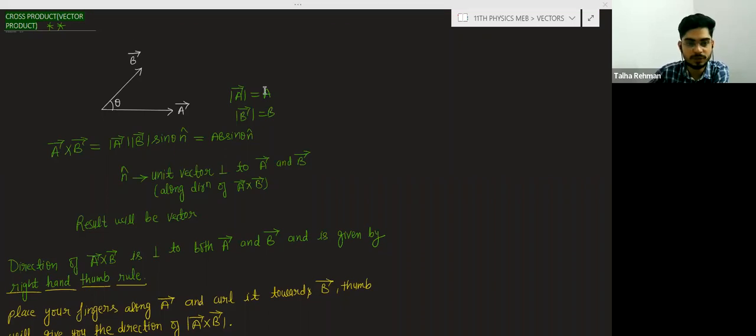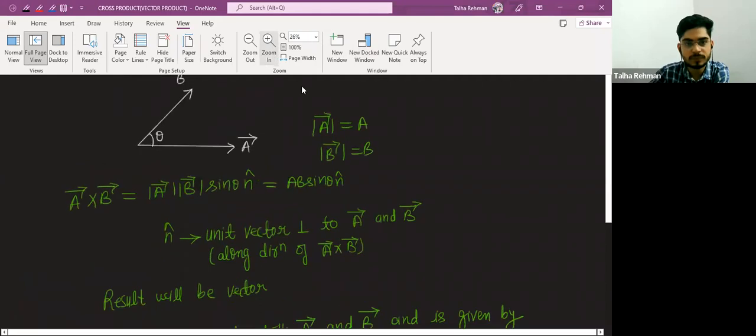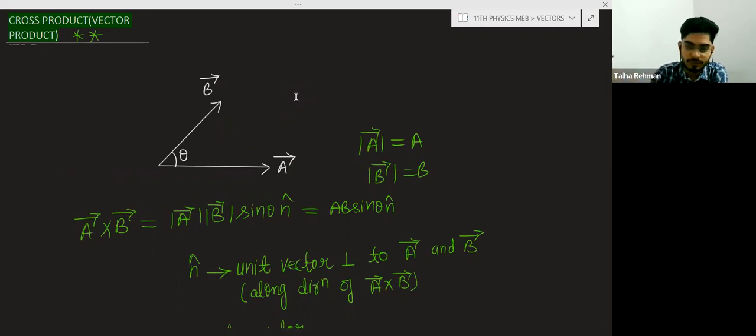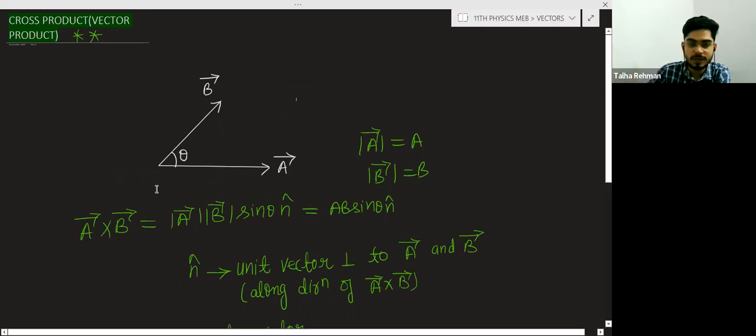This cross product is also known as vector product. This is known as vector product because finally, when we do the cross of two vectors, we get a vector. Because of this n cap, this will become a vector.